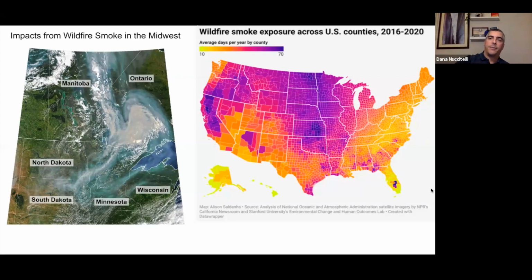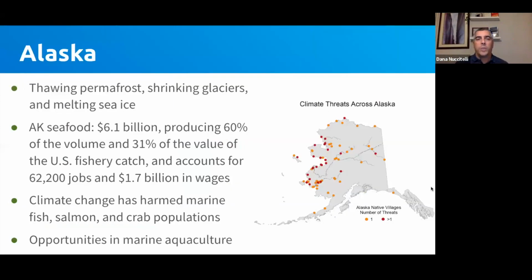And then moving up to Alaska, most of the issues here are related to melting ice and stuff happening to the oceans. So they've got thawing permafrost, shrinking glaciers, and melting sea ice. The seafood industry is really important in Alaska. It produces $6 billion of revenue and 60% and 31% of the value of our total U.S. fishery catch. Counts for 60,000 jobs and almost $2 billion in wages in Alaska. So, very important sector there.